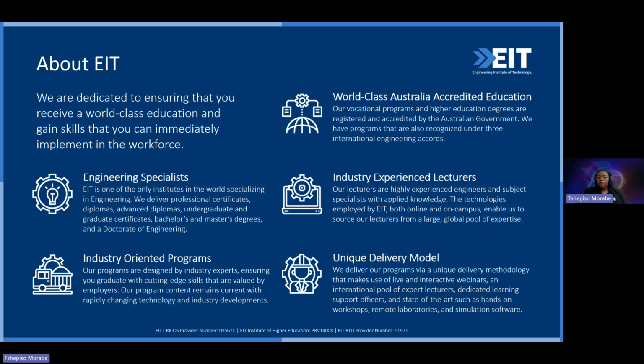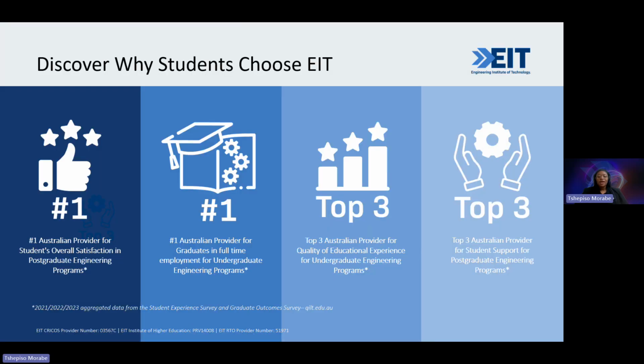And then lastly, we offer a unique delivery model. This means that our programs are offered both online and on campus. All our programs can be studied 100% online. And for on campus, you can study either our bachelor's, our master's, as well as the Doctor of Engineering in our campuses. Currently, we have 3 campuses, one in Melbourne, one in Brisbane, as well as one in Perth, which is our head office.